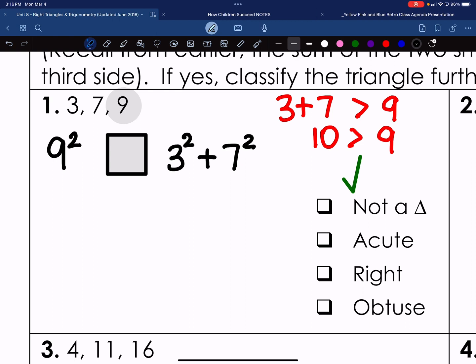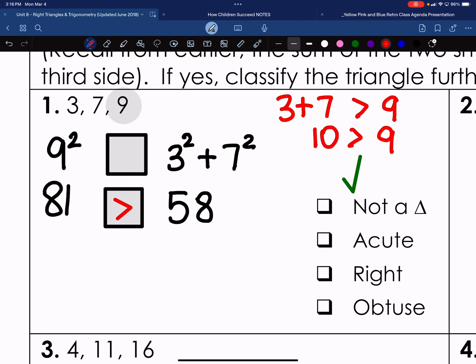Okay, so 9 squared, that gives us what? 9 times 9? 81. Okay, and then 3 squared plus 7 squared. That's 9 plus 49, that's 58. Okay, how does 81 relate to 58? Okay, it's greater than, right? If c squared is greater than a squared plus b squared, that makes it what type of triangle?